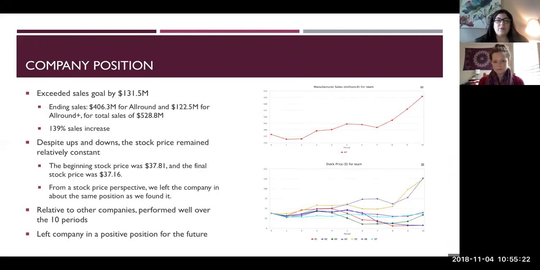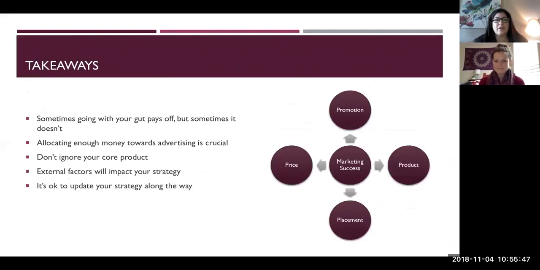And we also feel that we left the company in a positive position for the future, especially with the increased rate of our manufacturer sales. It seems that if we were to continue with the simulation, we would just continue to increase those sales exponentially, at least based on how our graph is going right now. So, Colleen, do you want to go and discuss our takeaways?